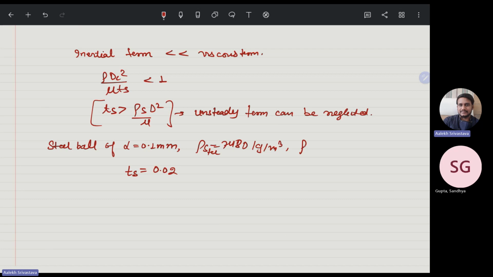So mu of water you can take as 0.01 Pascal second. It is 0.028 seconds. After this time, we can say that the unsteady term can be neglected, and the terminal velocity is now achieved. So this is the meaning of this term.